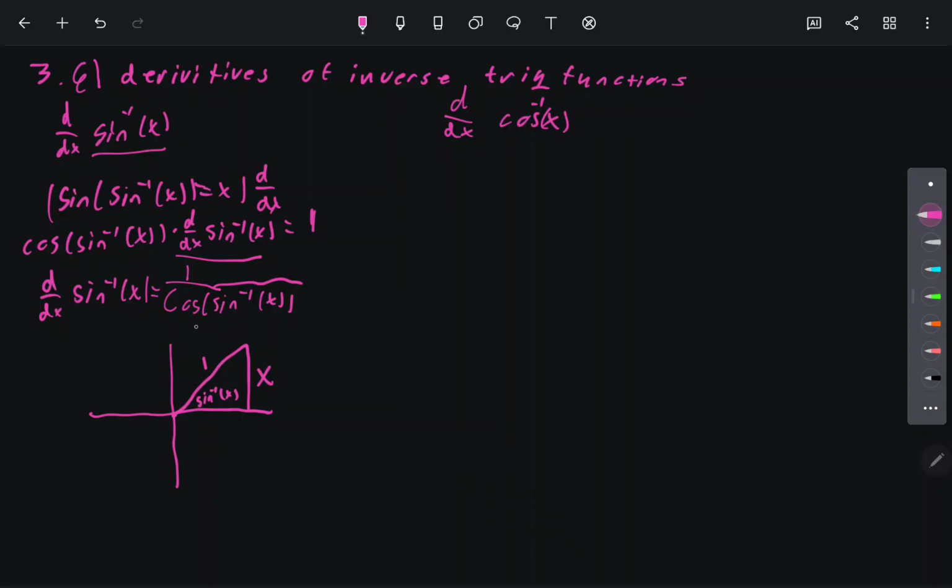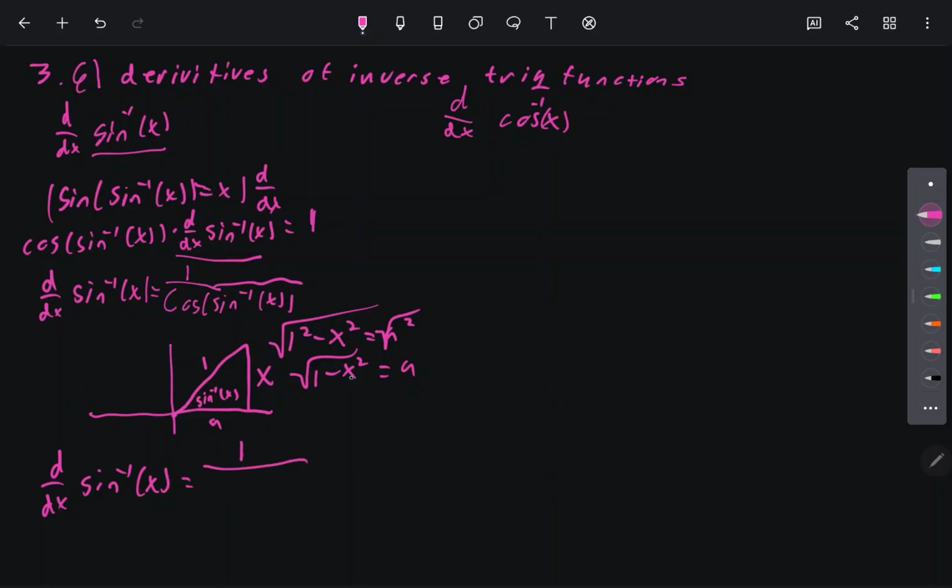Now, what is this cosine? We can find this cosine, actually. So, we can use our Pythagorean theorem and say 1 squared minus x squared is equal to this side length, a squared. Take the square root of both sides. So, we're left with the square root of 1 minus x squared is equal to a. Cosine is adjacent over hypotenuse, so plugging all of this in, we get the derivative of sine inverse of x is equal to 1 over the square root of 1 minus x squared. And that's the derivative of sine inverse.